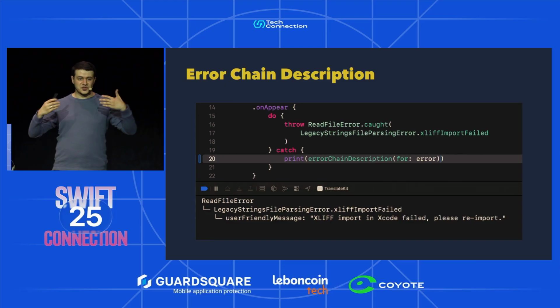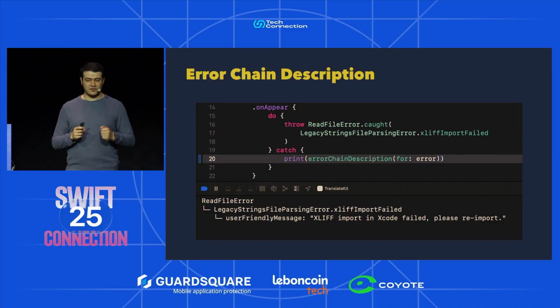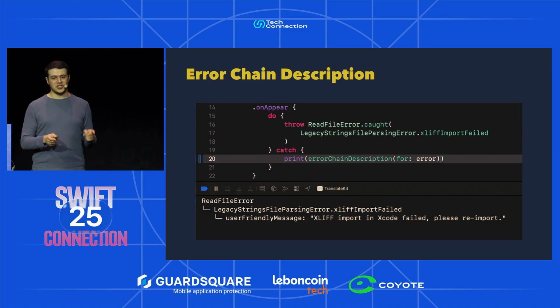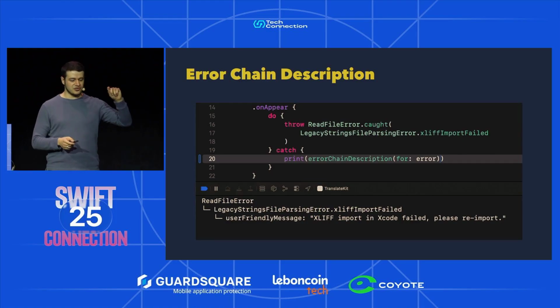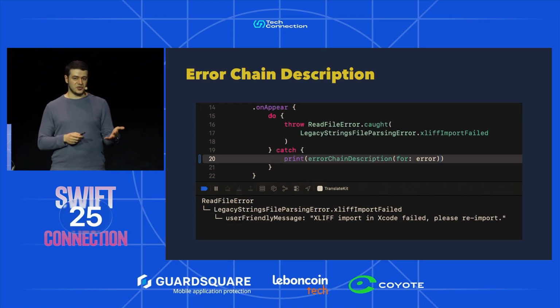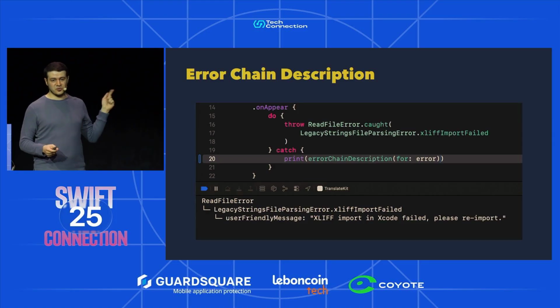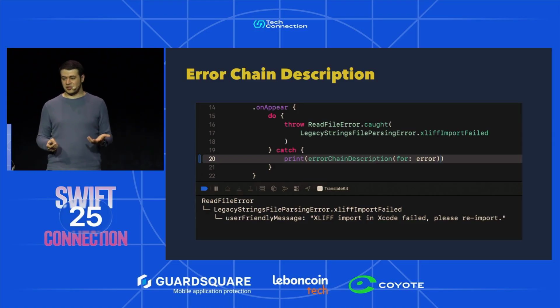And thanks to now a basically defined format, I could write a function I called error chain description, which prints something like you see at the bottom there. You have a structure of read file error called legacy strings file error, and that was the leaf node, and then you can even see the user-friendly message. If you had parameters, you would even see the parameters of the cases. So you can infinitely nest them, and if you have a really big structure, you will get all the nesting. And this is the really cool information that we need during debugging.